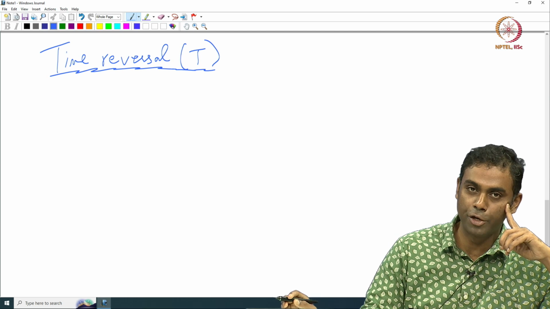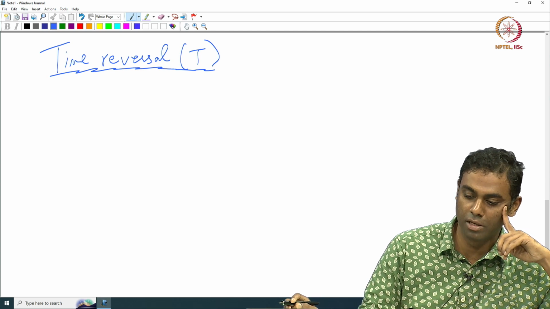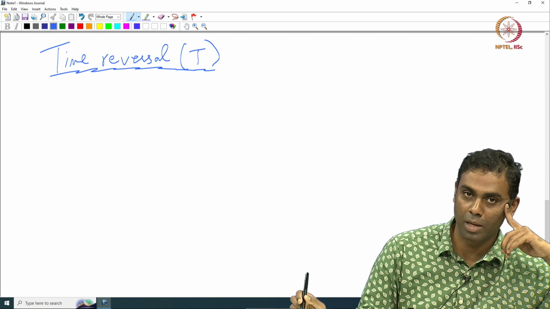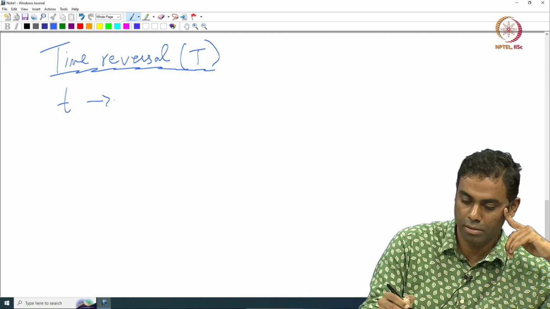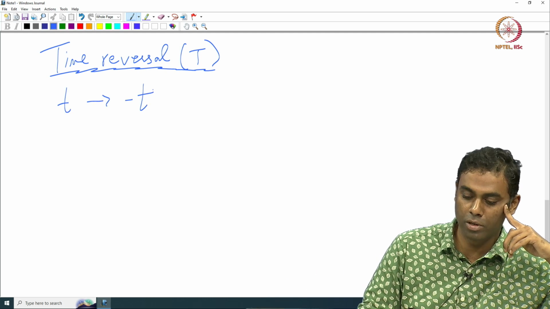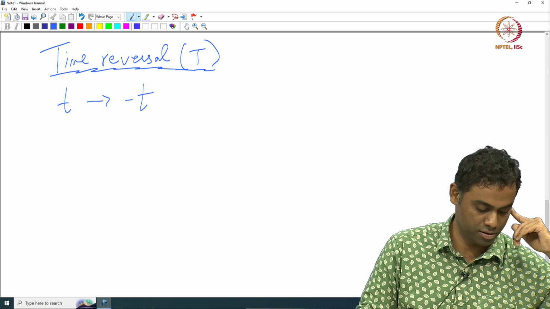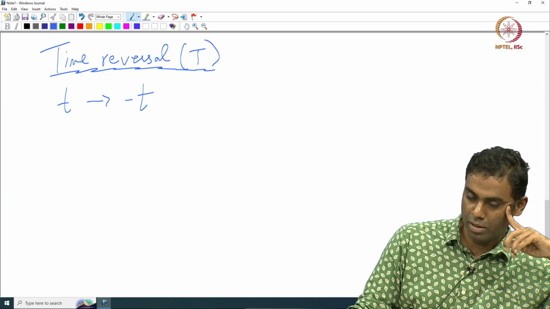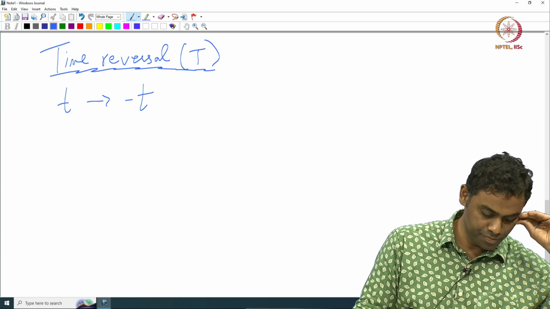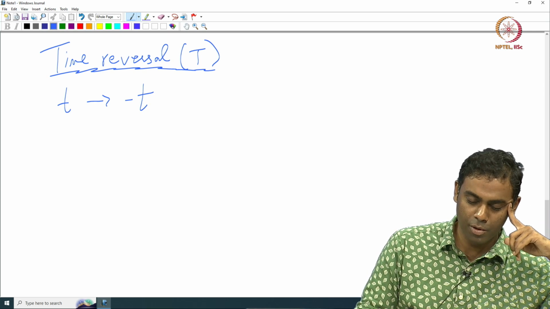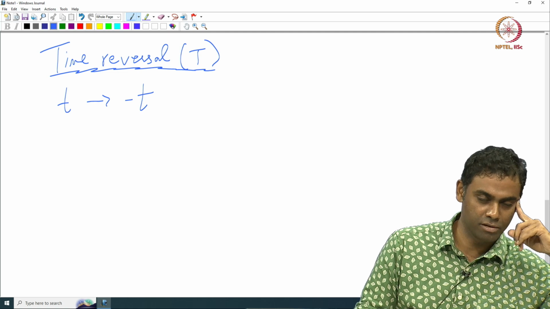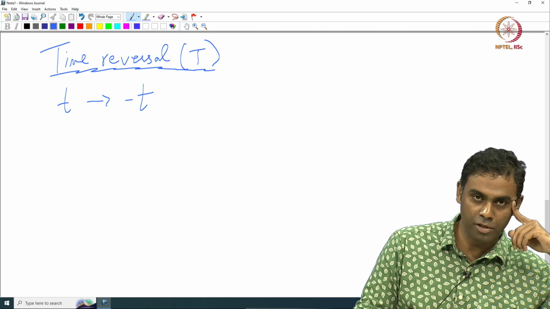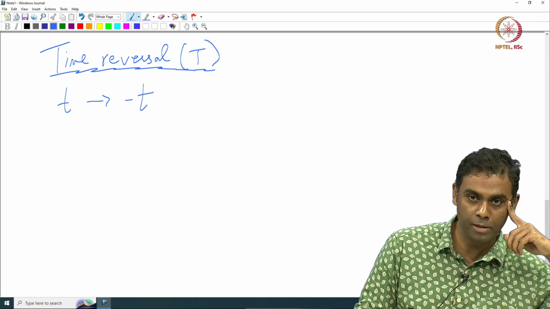You just run the video backwards, right? You just flip the direction of time at a microscopic level and see what happens. T goes to minus T. The time coordinate flips. Okay, what happens under this? Before we get into what happens at the fundamental level, let us think for a second about classical mechanics, at the macroscopic level.